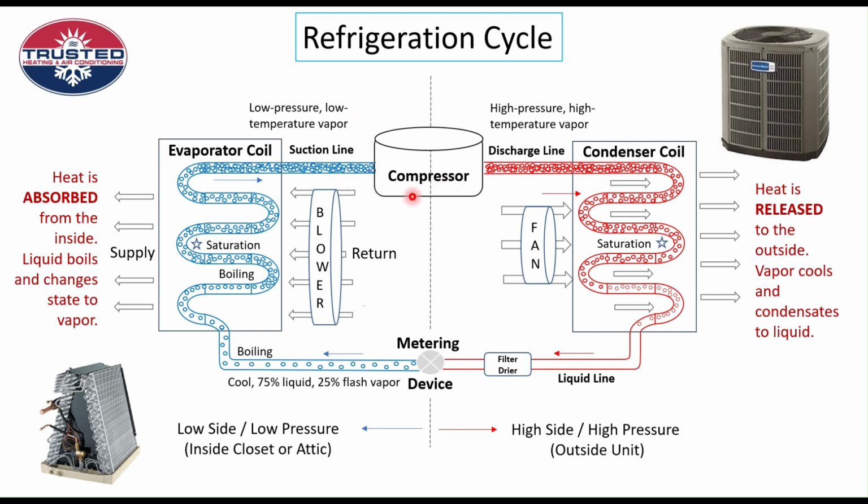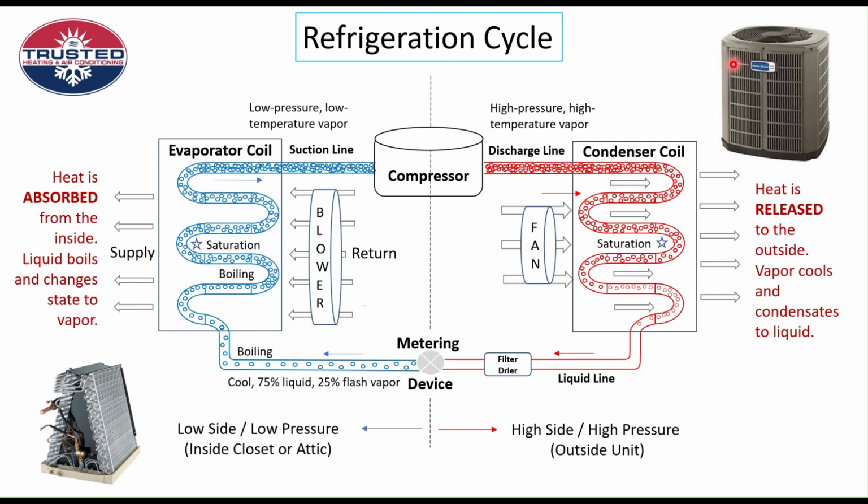It comes into the compressor, which is here, and the compressor's job is to compress it into a high pressure, high temperature vapor. So out of the compressor is a discharge line, and this line is about 175 degrees, and it's down in the bottom here. If you were to touch it, you would feel it. It's hot. So it's a hot, high pressure vapor.